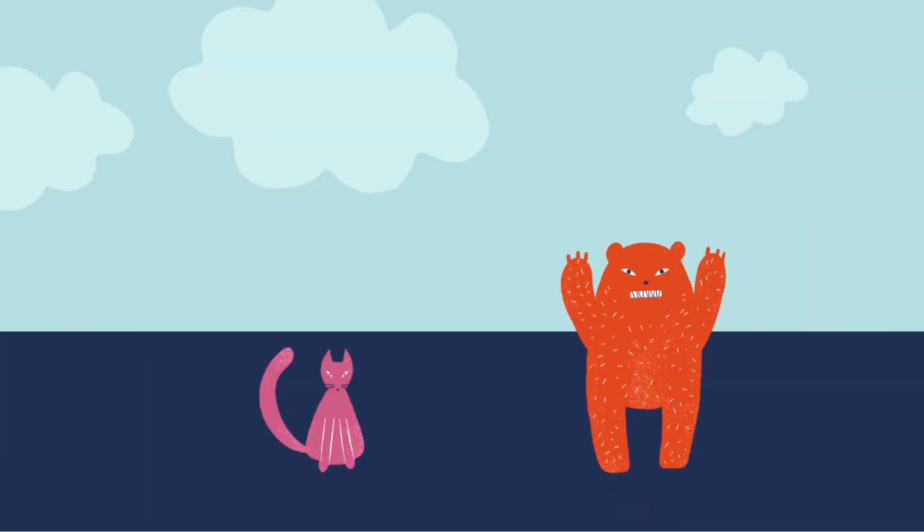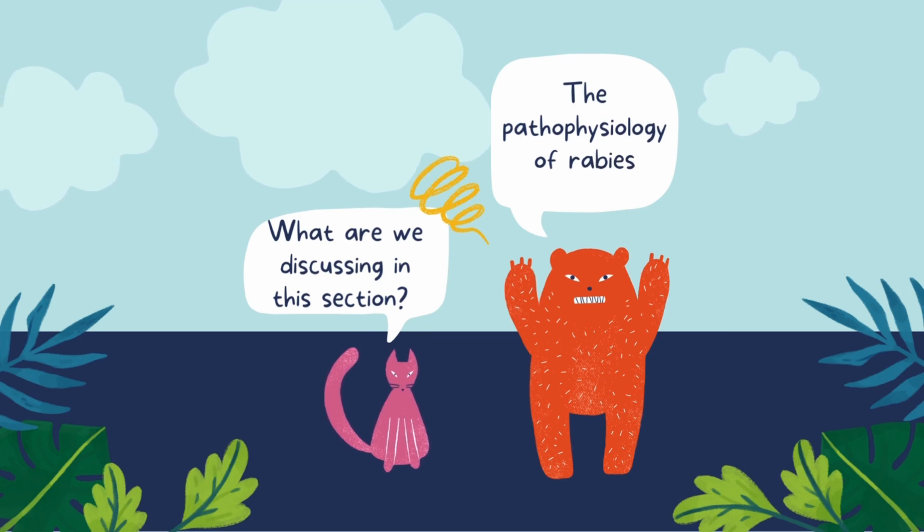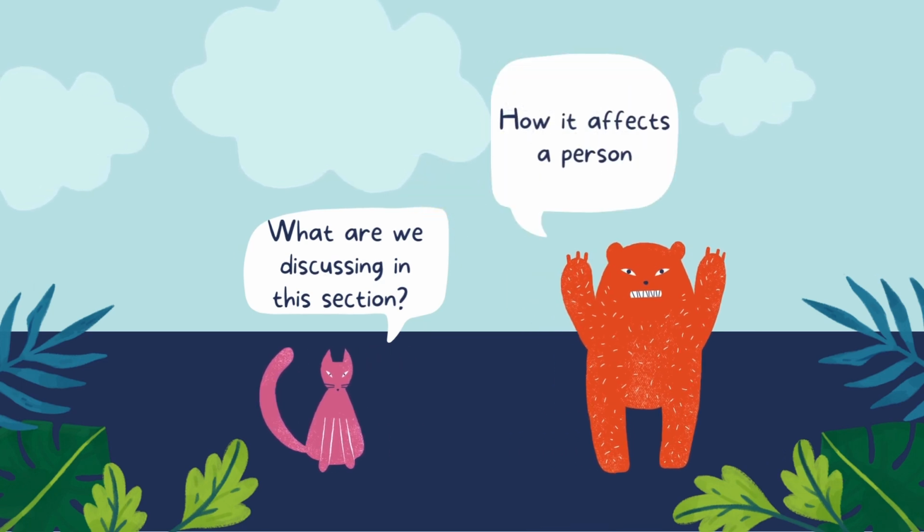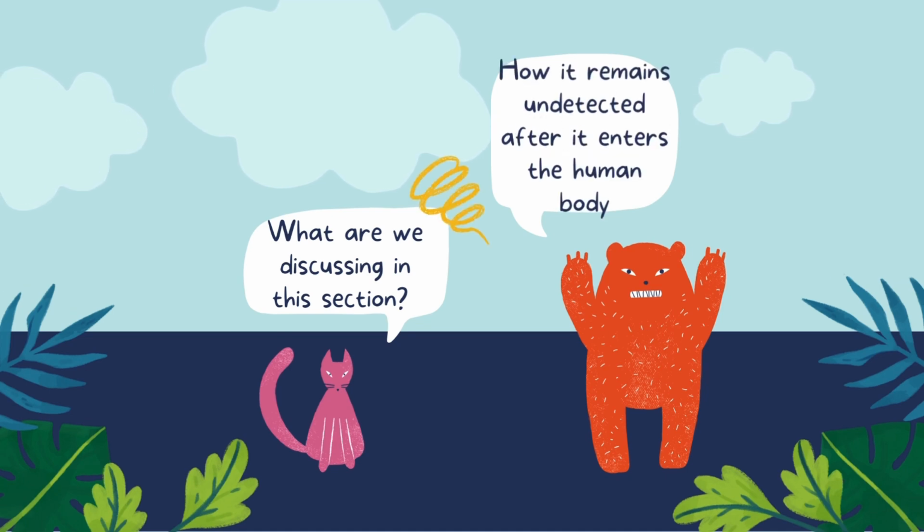In this section, we will discuss the pathophysiology of rabies, covering what the rabies virus is, how it affects a person, and how it remains undetected after it enters the human body.